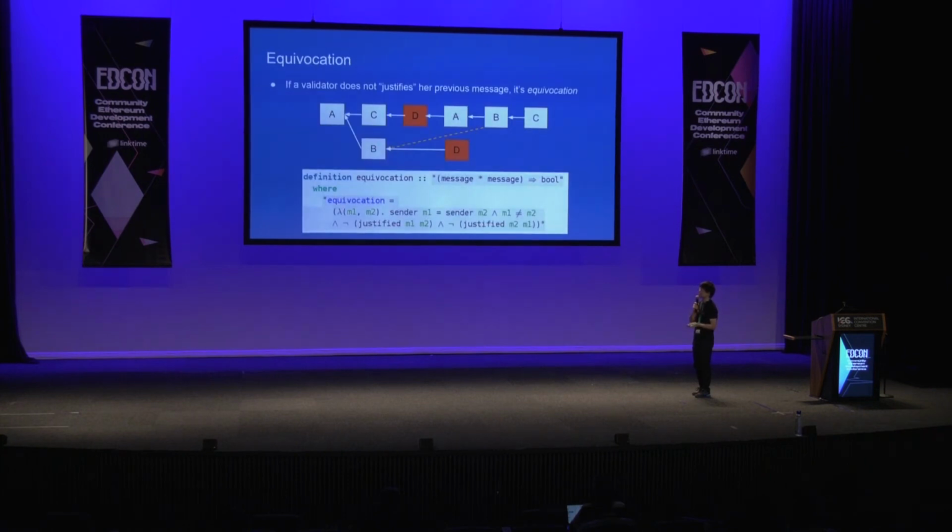So this is a Byzantine behavior which can be detected by justification, which is called equivocation. In this figure, there are two blocks by validator D, and they do not justify each other. So it's equivocation. You can detect these kinds of Byzantine behavior in CBC Casper, and this helps proof of safety and other things in CBC.